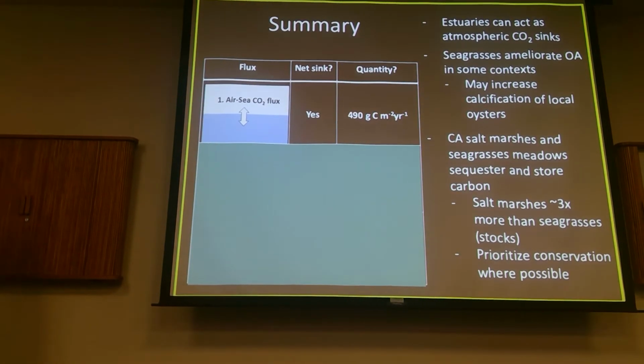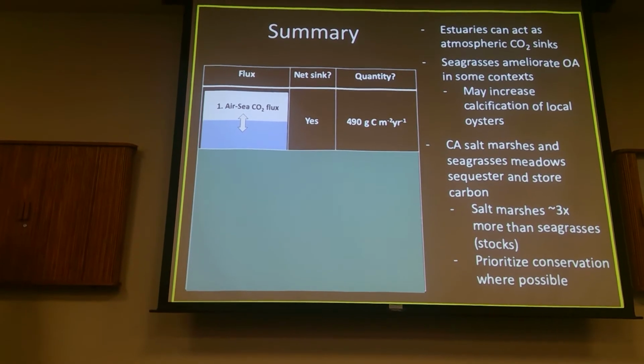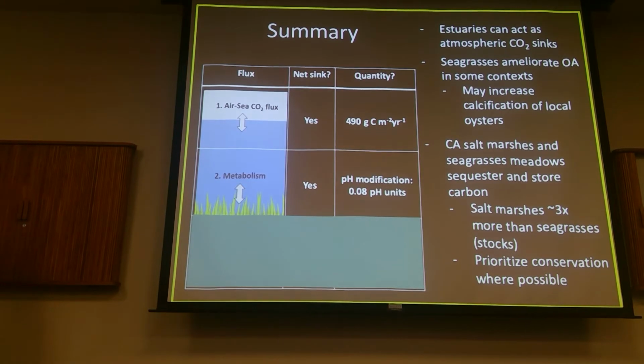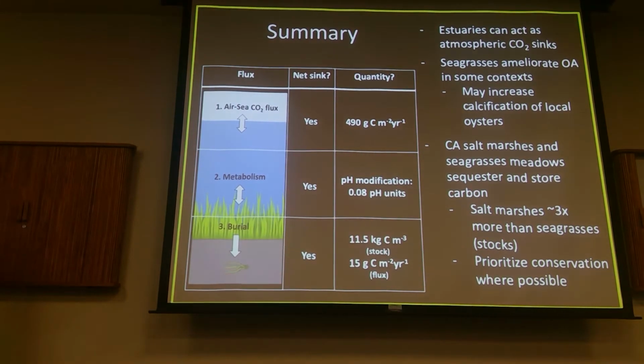To summarize all of that information, we know that the seagrass meadows are a net sink annually at the sea surface in terms of gas transfer, 490 grams of carbon per meter per year. They are a net sink in terms of metabolism. I didn't get to show the actual metabolic flux, that's just an estimate of pH modification. We've modeled some of the metabolism, but I didn't get a chance to fit it into the slides today, but they are a net sink of carbon in terms of metabolism. And then they also bury and store carbon in their sediment underneath.